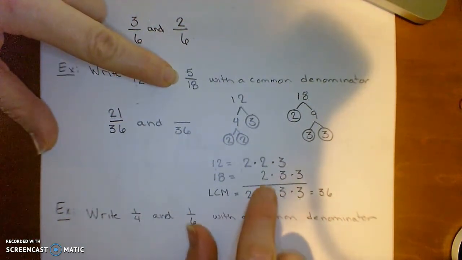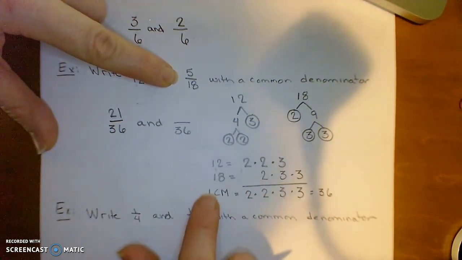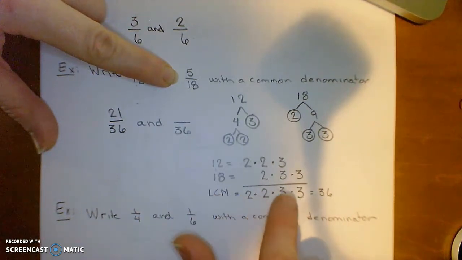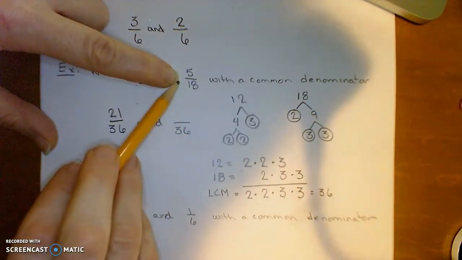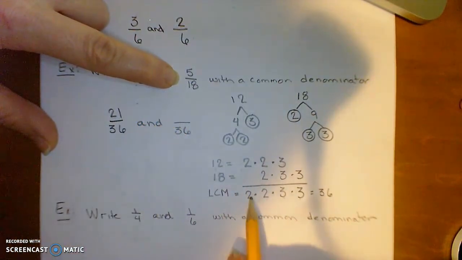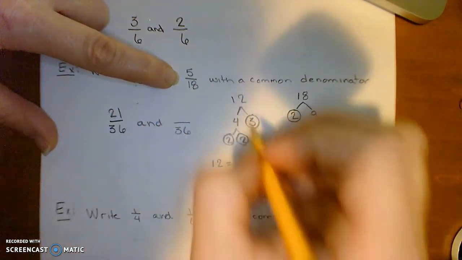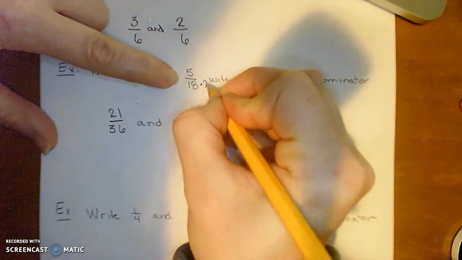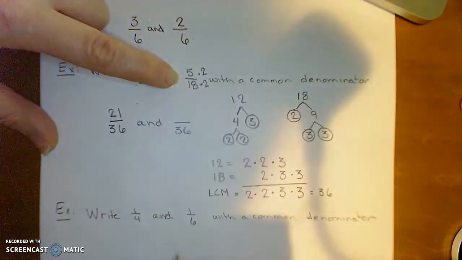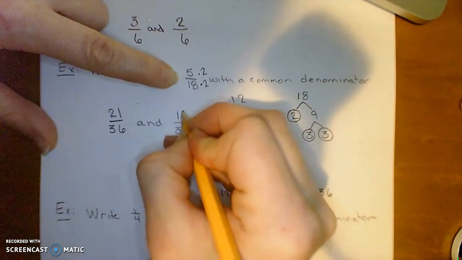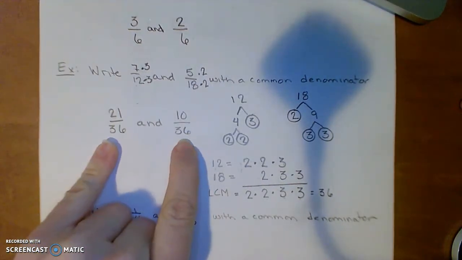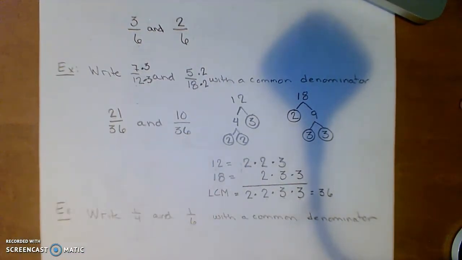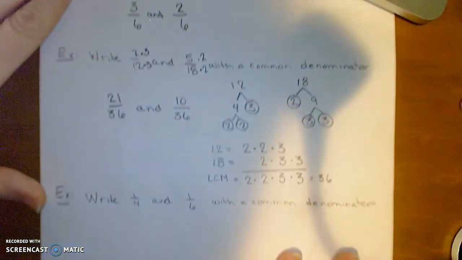Same thing here with 5/18. Let's look at 18, which is 2 times 3 times 3, and 36 is 2 times 2 times 3 times 3. What factor do I need to multiply 18 by to get 36? Just that missing factor of 2. So times 2, times 2. 5 times 2 is 10. 18 times 2 is 36. And I've converted these numbers to fractions with the same denominator. Perfect. Let's do another example.